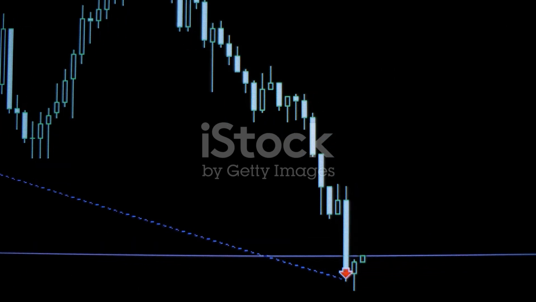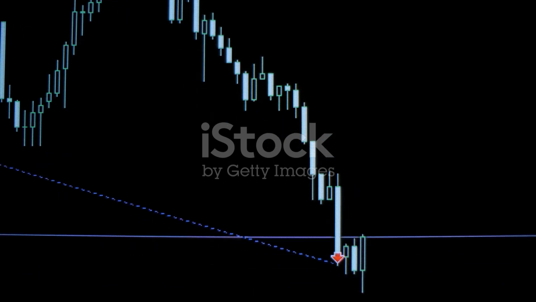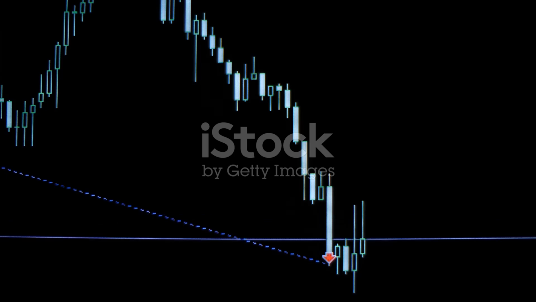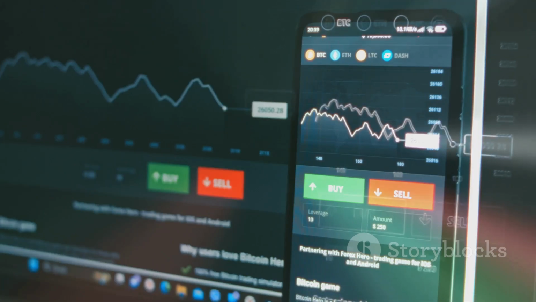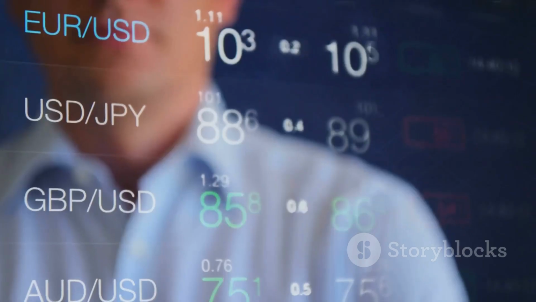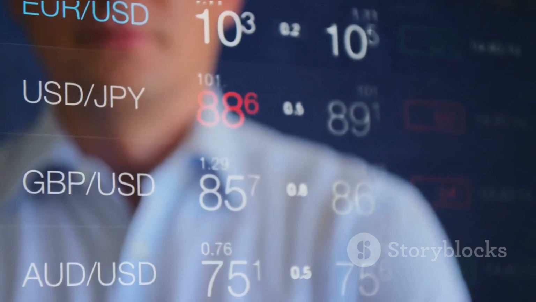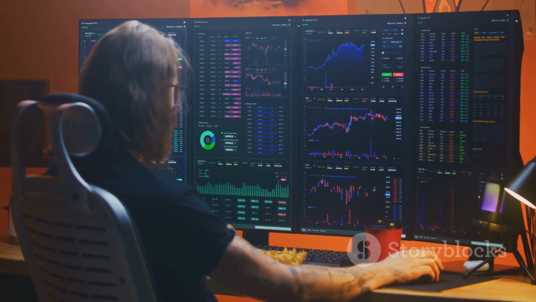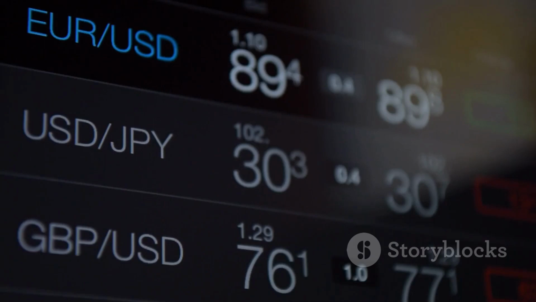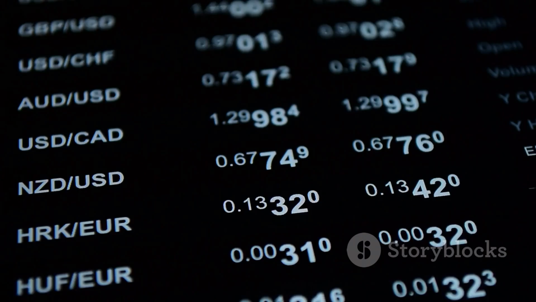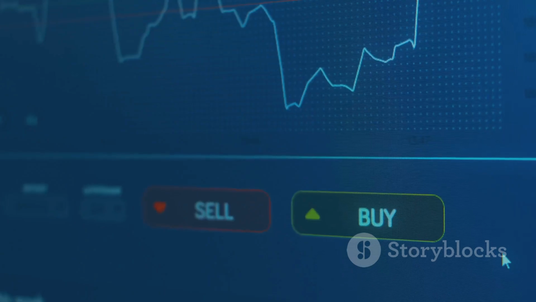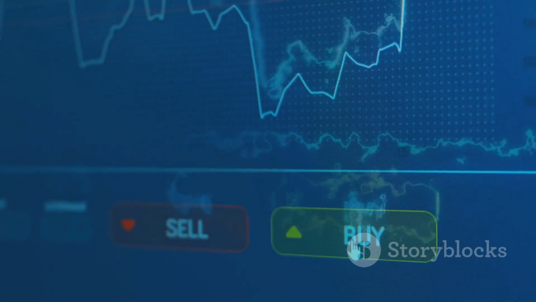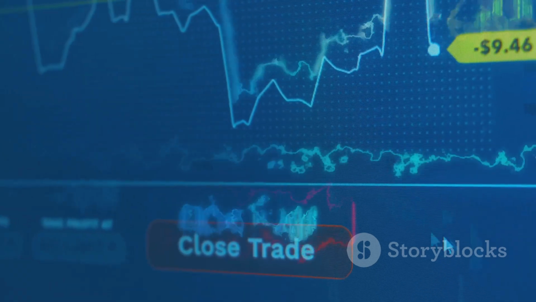Before you jump into trading Forex, it's crucial to familiarize yourself with the language of this unique market. Don't worry, it's not as complicated as it sounds. Let's break down some common Forex terms you'll encounter. Currency pairs. In Forex, currencies are traded in pairs. For example, EUR/USD represents the euro against the US dollar. The first currency in the pair is the base currency, and the second is the quote currency. When you trade a currency pair, you're essentially buying one currency and selling the other.